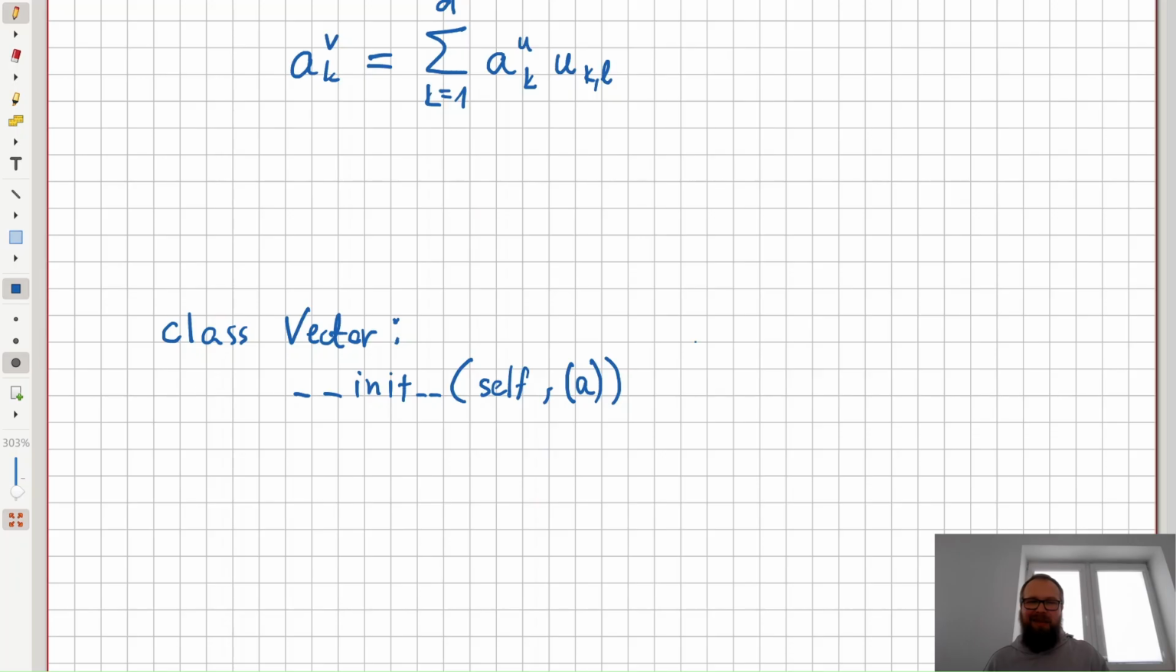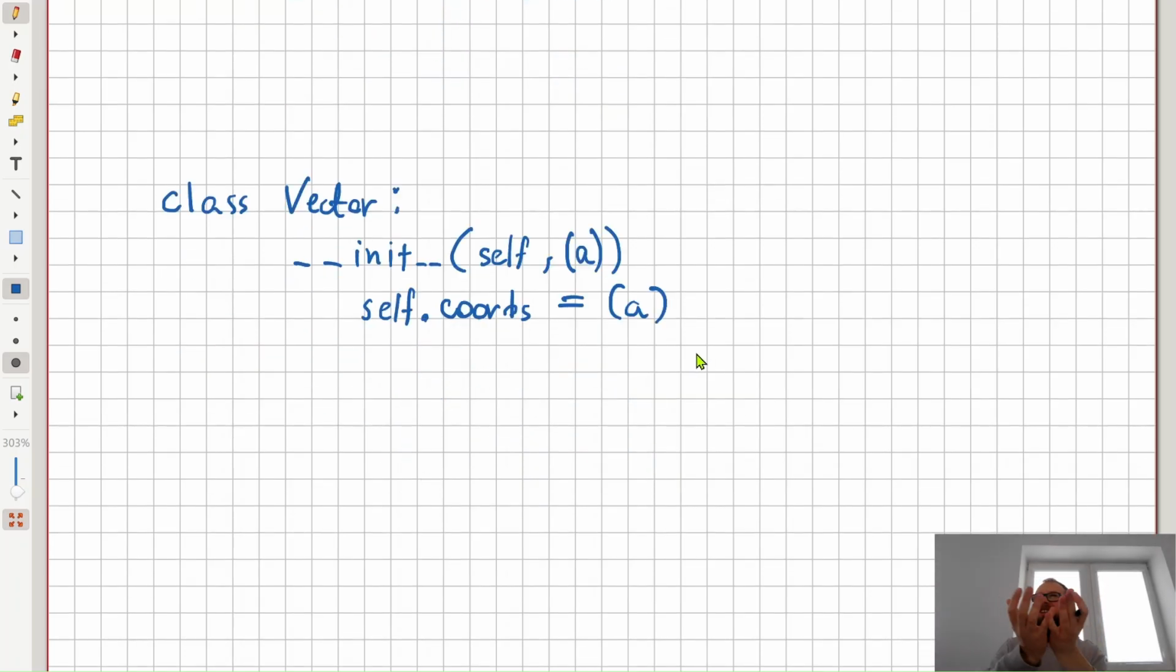So the initialization would be simply to set self.coords, let's call this field coords, equal to a. Okay? Do you use semicolons? No. Such a weird language. So that would be our field. Can you do private fields in Python? Okay, maybe you can.